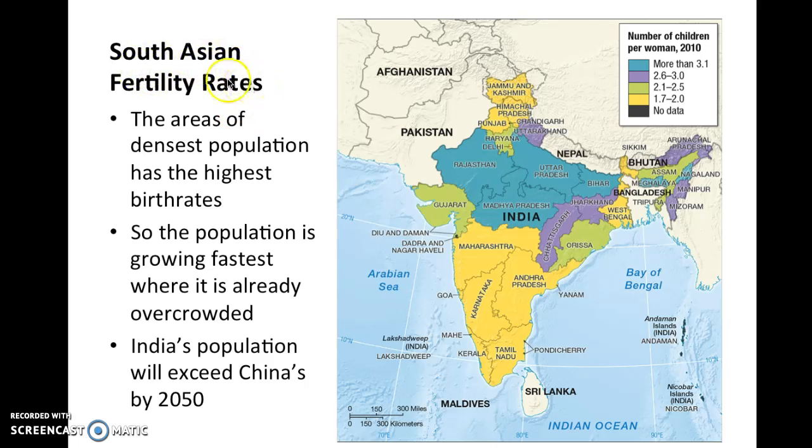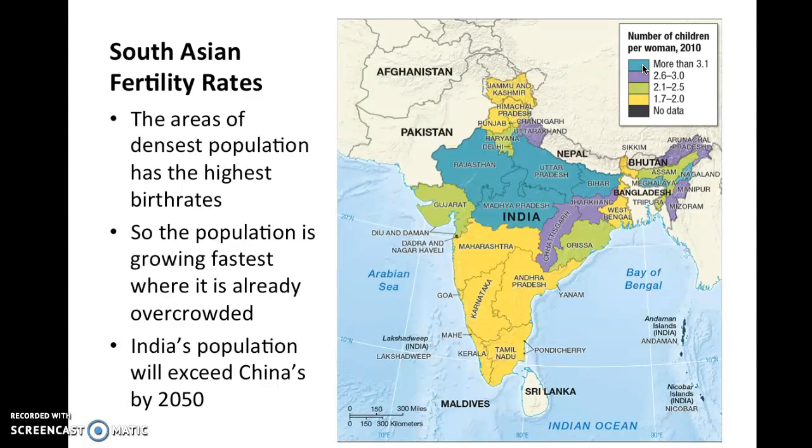South Asian fertility rates. Fertility rates are the births per woman, per female, not per couple. So 2.1 is replacement level for the population. That replaces the existing population, and 2.5 would give you a little bit of growth. If you're here in this 1.7 to 2, your population in those regions is going to be shrinking. At 2.6 to 3 or 3.1 or greater, the population is going to be growing rapidly.